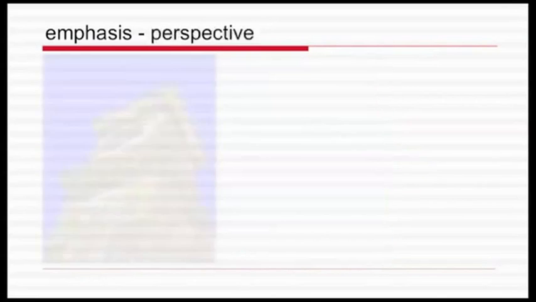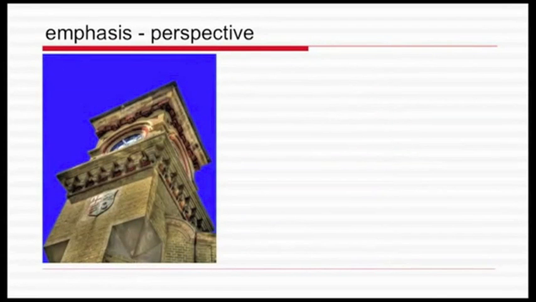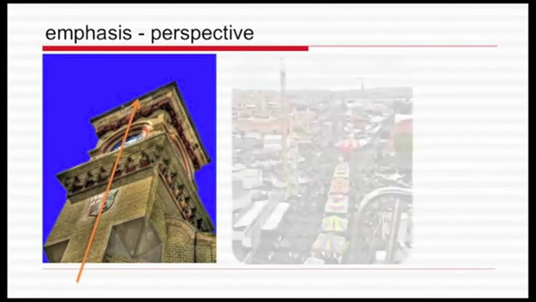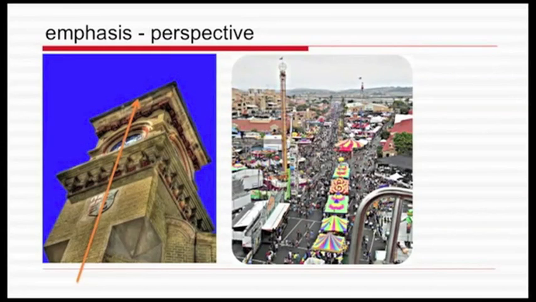Lines are also important when we consider perspective. As our eyes are drawn up the side of this clock tower, we cannot help but feel small in comparison. On the other hand, seeing the world from above, particularly from a great height, is called a God's eye view. It makes us feel powerful and in control.